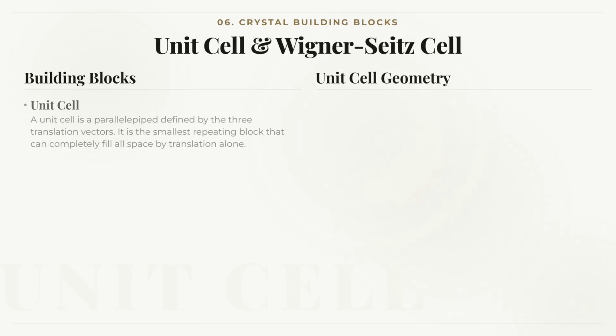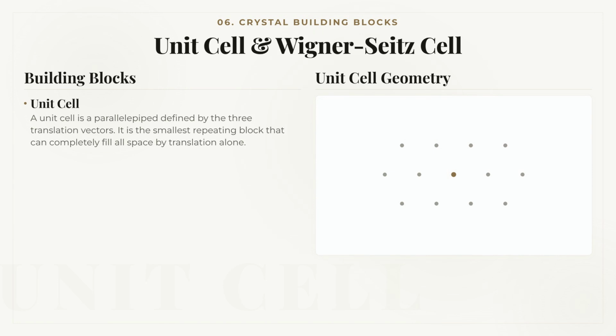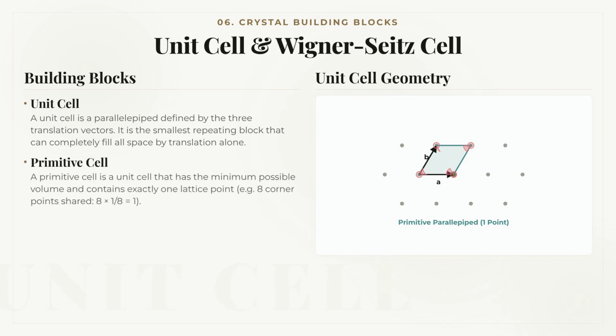Now, let us discuss the unit cell. A unit cell is a parallelepiped defined by the three translation vectors. It is the smallest repeating building block that can fill all space by translation alone. The entire crystal can be generated by repeating the unit cell again and again in 3 dimensions.